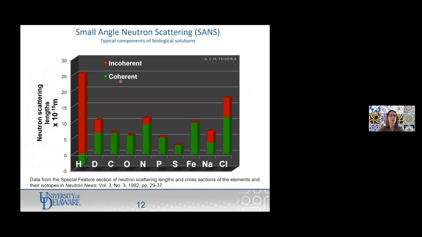In green, you have your coherent signal, and in red, you have your incoherent. And I told you that you can think of your incoherent signal as your noise. So if you remember that hydrogen is arguably the most abundant and most important element in biology, you should start worrying, because of course you can see that there's a big contribution from the incoherent scattering.